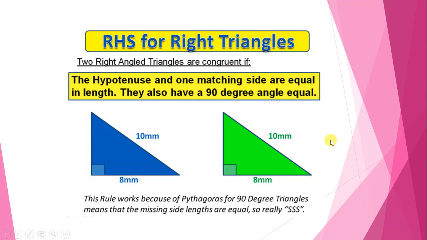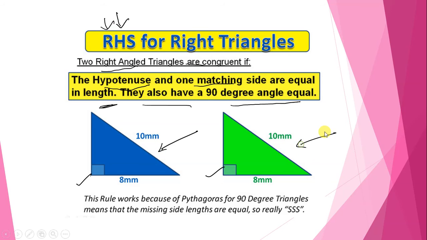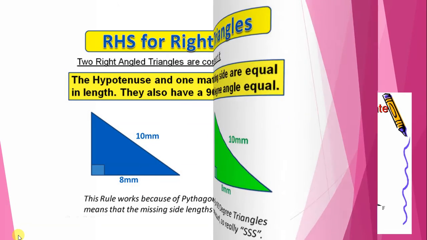Next we have RHS, right angle hypotenuse side. Two right angle triangles are congruent if the hypotenuse and one matching side are equal in length. They also have the 90-degree angle equal. R means right angle, so this is the right angle. H means hypotenuse. This is your hypotenuse, 10 mm. And one of the sides is 8. If you find such a relation, the figure will be congruent by using RHS.